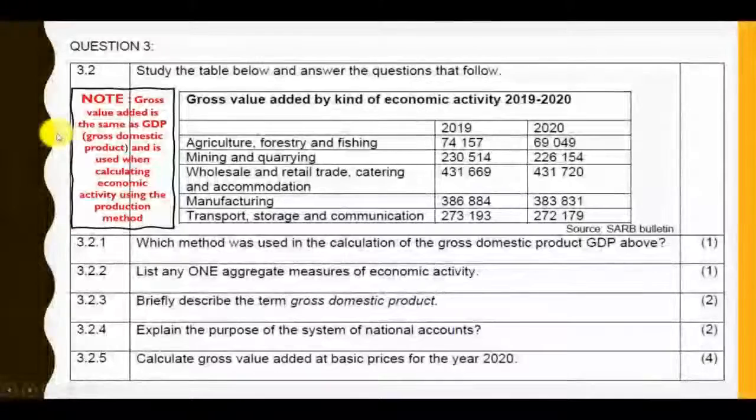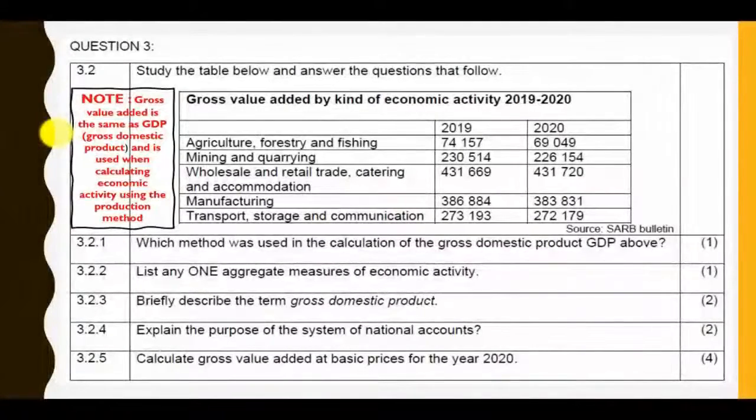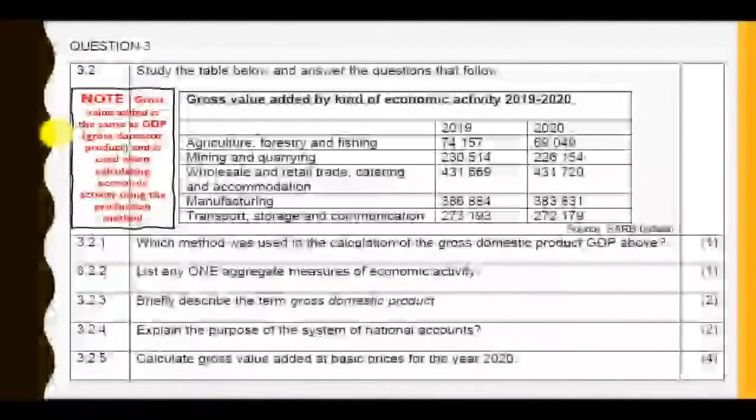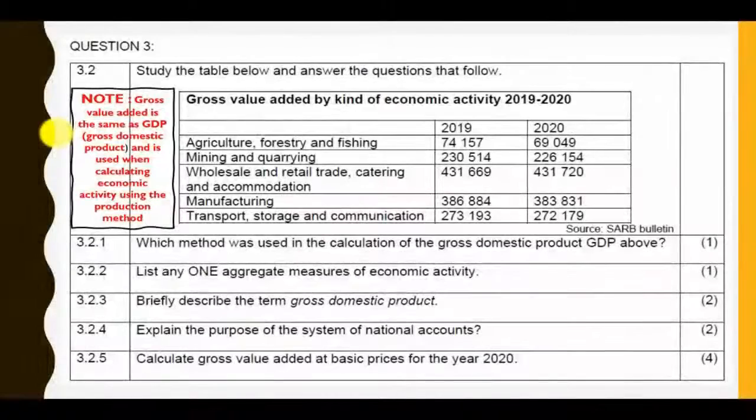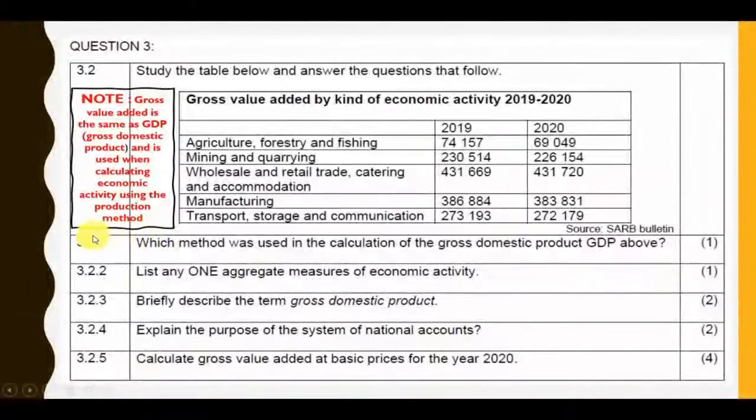Okay, so there are 2 terms which both indicate measuring economic activity, and gross value added, grade 12s, is used when calculating economic activity using the production method. You will know that the production method is also known as the value added method. So gross value added is specifically related to the production method. So I firstly wanted to remind you of that.